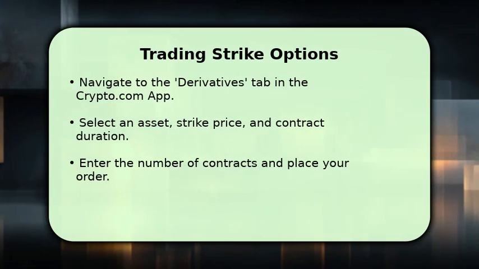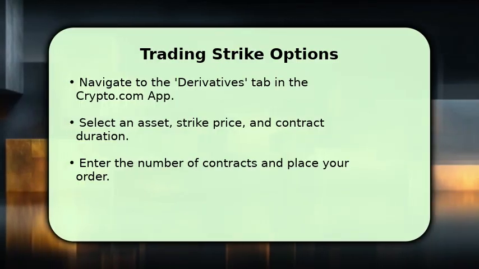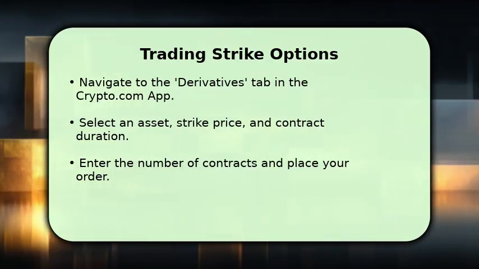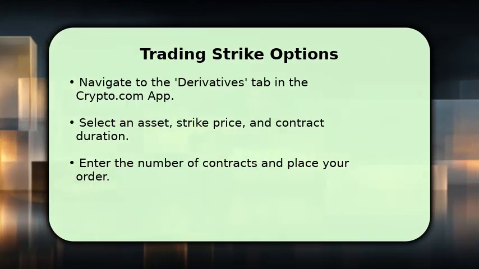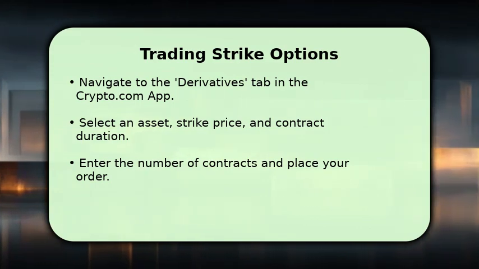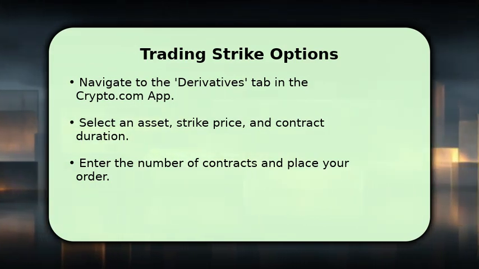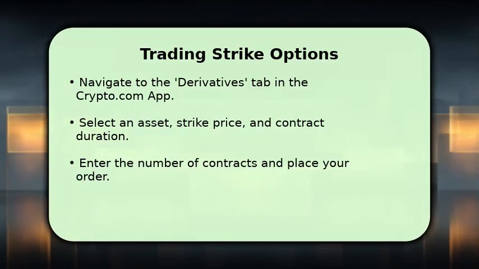To trade, first open the Crypto.com app and go to the Derivatives tab. Here, you'll select your desired cryptocurrency like Bitcoin or Ether, choose a strike price, and set an expiration time. Then, decide if you believe the price will be above the strike, enter the number of contracts you wish to trade, and confirm your order.